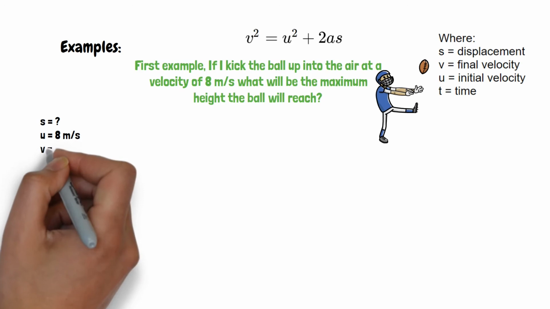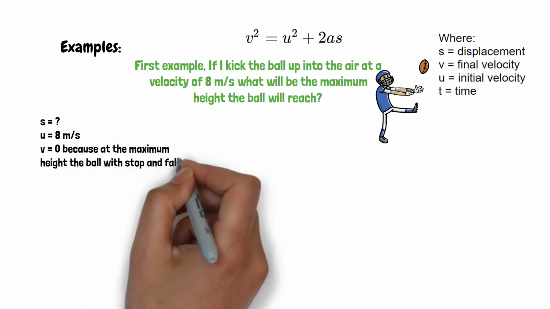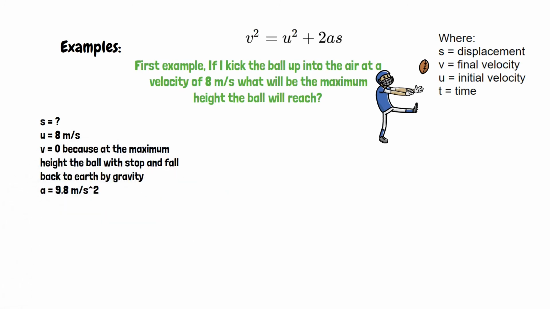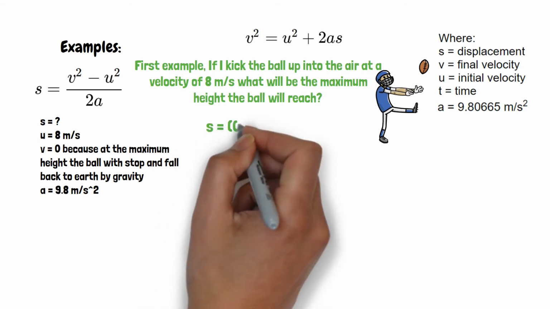Example 1 is asking to calculate the displacement. Here's the equation for displacement. The information we know is a equal 9.8 meters per second squared, which is the gravity. Initial velocity is 8 meters per second. Final velocity is 0 because at the maximum height the ball will stop and fall back down because of gravity.